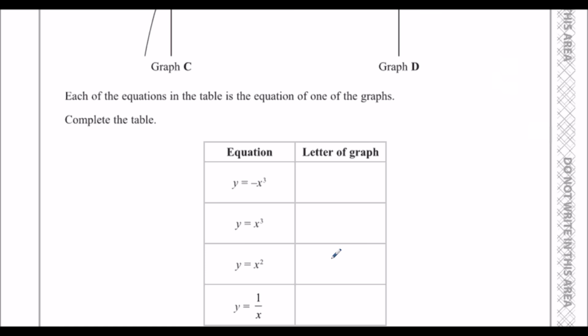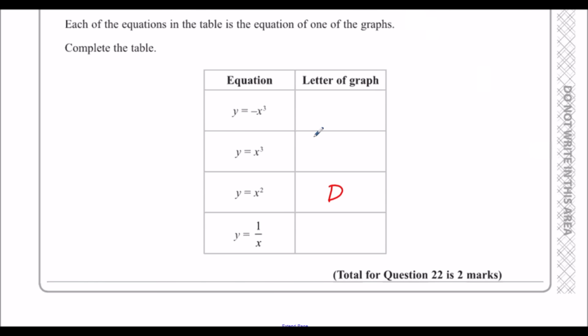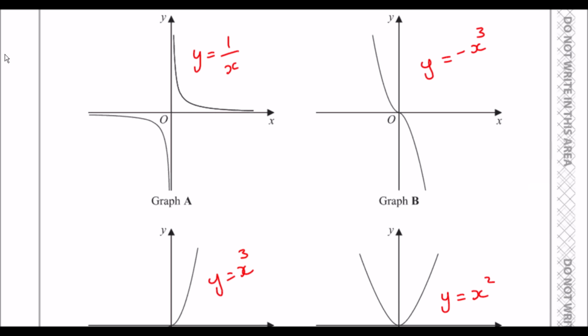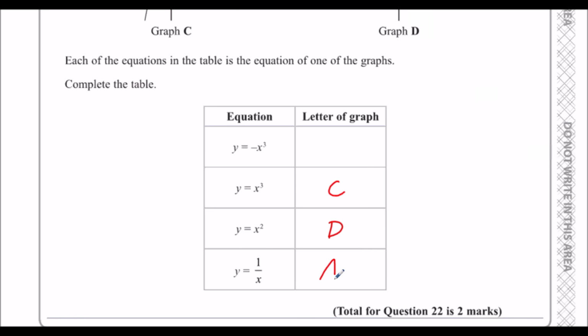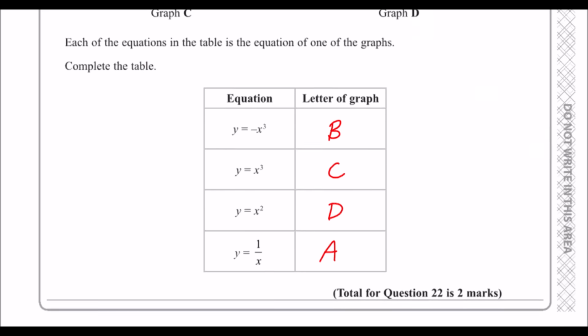So D was x squared, C was x cubed, and then A was 1 over x, and B was negative x cubed.